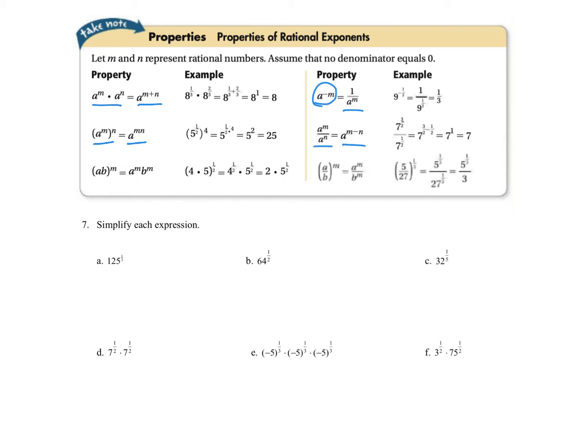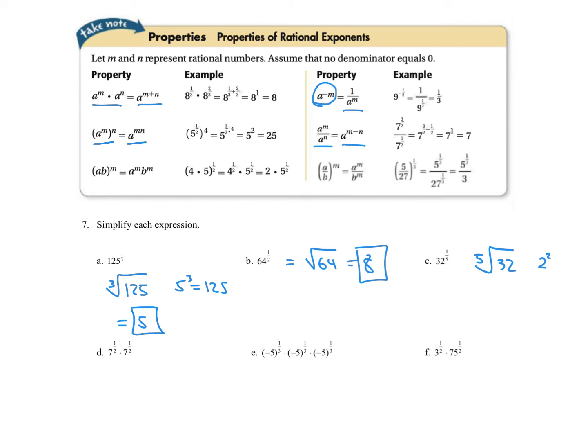In 7a, we are just going to be simplifying by changing this to a cube root of 125. And we know that 5 to the 3rd is 125, so the cube root of 125 is 5. 64 to the 1/2 power is the square root of 64, which is 8. And in part C, this would be the 5th root of 32. Since 2 to the 5th is 32, the 5th root of 32 is 2.